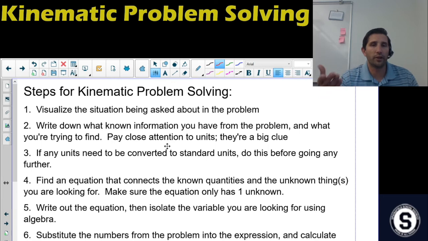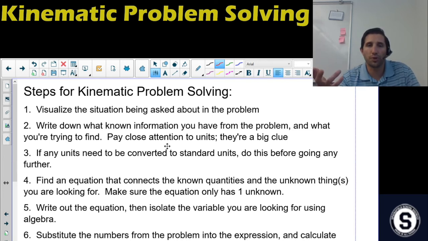Then find an equation that connects the known quantities and the unknown thing that you're looking for. And make sure the equation only has one unknown. So we're going to look at our three equations and we're going to say, all right, I need to know, let's say, the time. All right, which equations have time in them? And what do I know in my list that can give me the time and only have one unknown in the equation? We can't have more than one unknown.